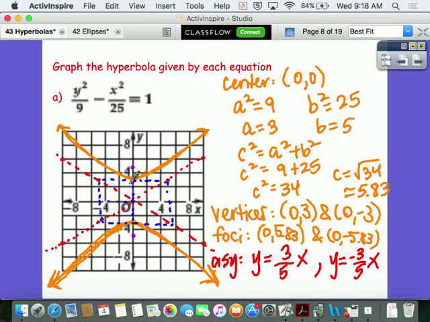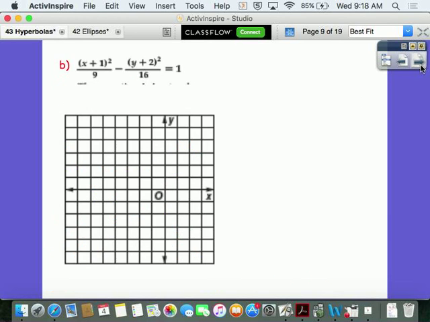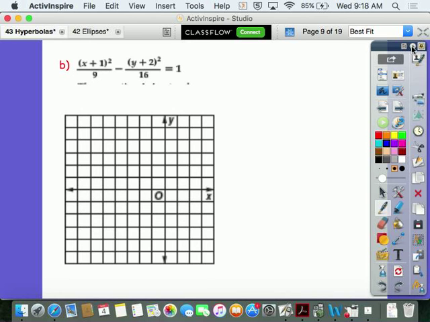Okay? You don't have to draw it, but that's just another way to help you. Let's look at the next one. Okay? I want you to find all my information. Find my center, find my foci, my vertices, my equations of my asymptotes, if it's vertical or horizontal, and then hold off on the graphing, and we'll come back together.